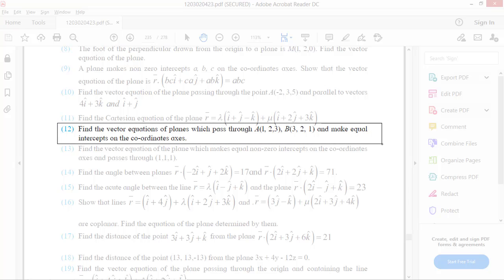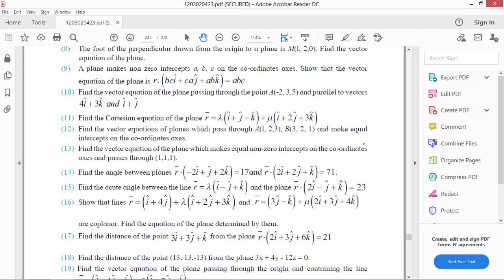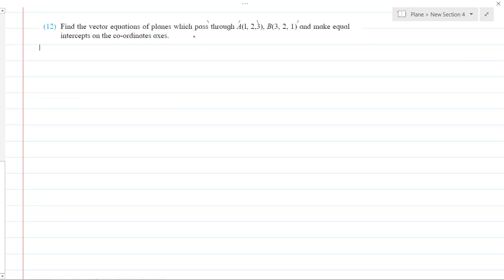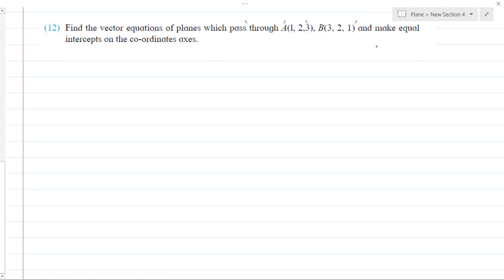Find the vector equation of the plane which passes through the points a and b and makes equal intercepts on the coordinate axes. Let me have a new page. Let's zoom in. This is an important question, you can give it 5 stars, because this is a new conceptual question.